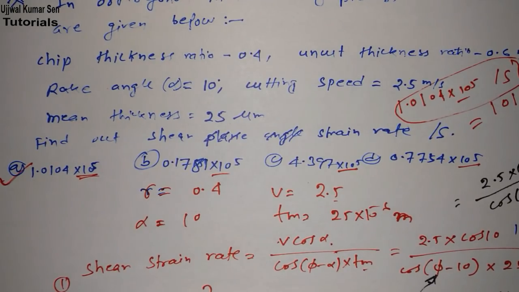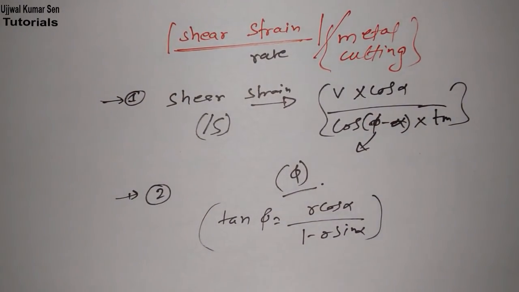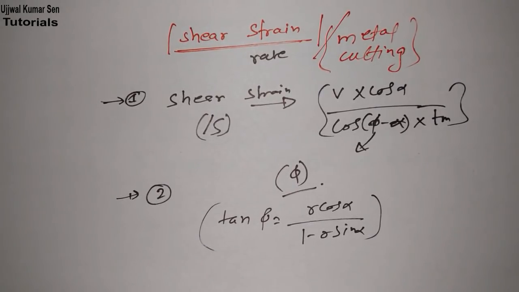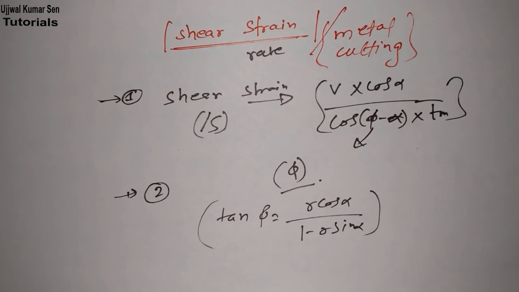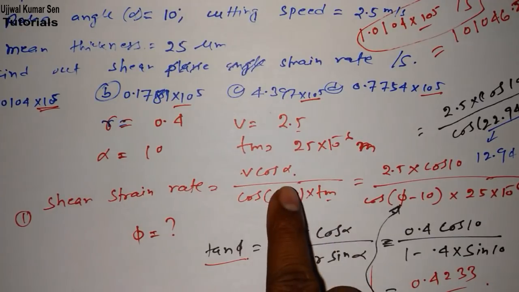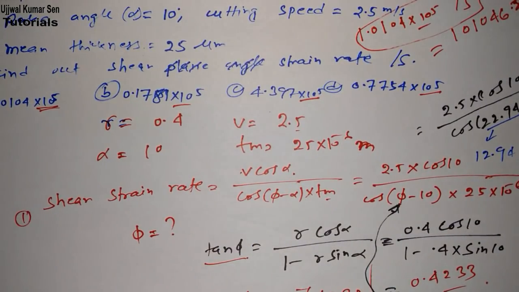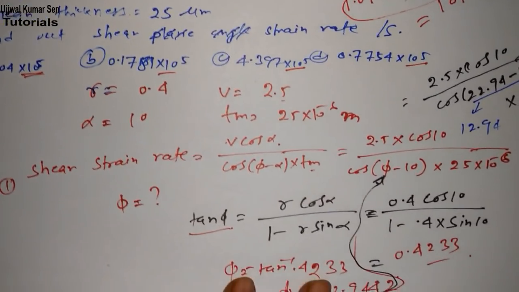First of all, to find out shear strain rate, we have to know two formulas: the formula for finding shear strain rate, as well as the formula for the shear plane angle. After knowing the formulas, we go to the problem, and we have to write at least the first formula, that is shear strain rate. After putting this formula, we will put in all the values we got from this numerical problem.